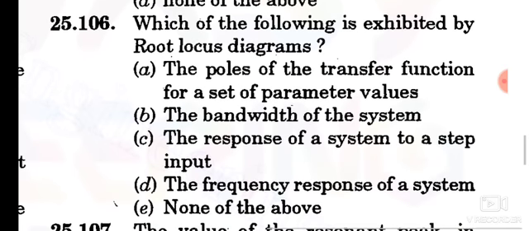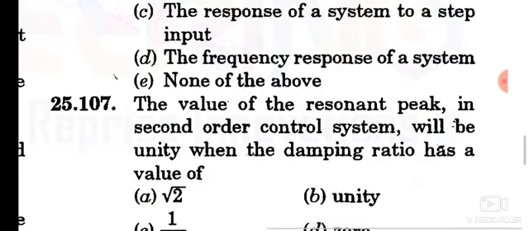Question number 106. Which of the following is exhibited by Root-Locus diagram? Option A, the poles of the transfer function for a set of parameter values. So once again, which of the following is exhibited by Root-Locus diagram? The poles of the transfer function for a set of parameter values.